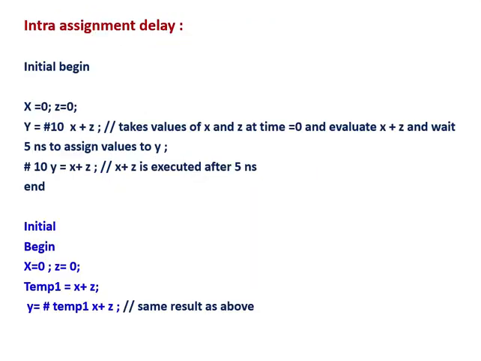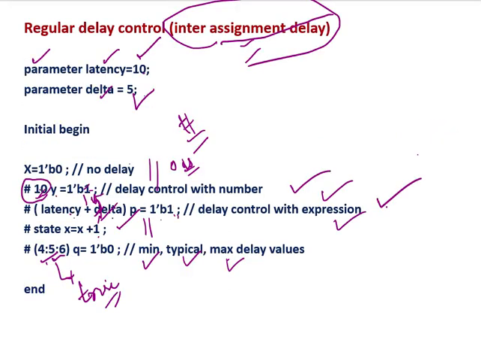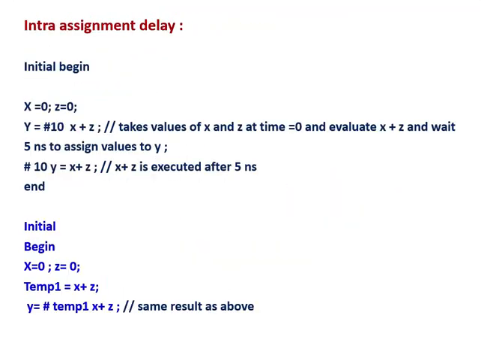And the second one is intra assignment delay. So here: initial begin, x equal to 0 and z equal to 0, y equal to hash 10 x plus z. Okay, this is the intra assignment delay. Let me explain this one first. If I write y equal to hash 10 x plus z, then it takes the values of x and z at time equal to 0 time step.